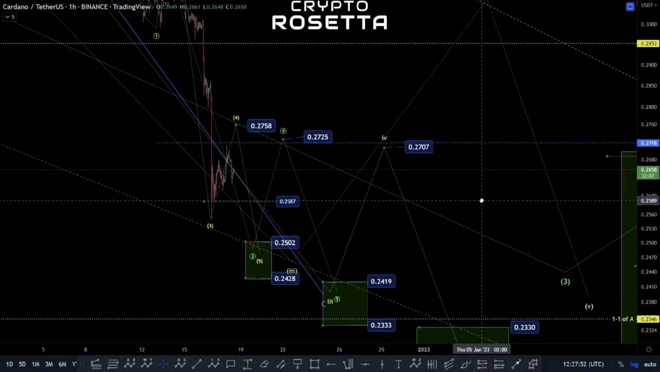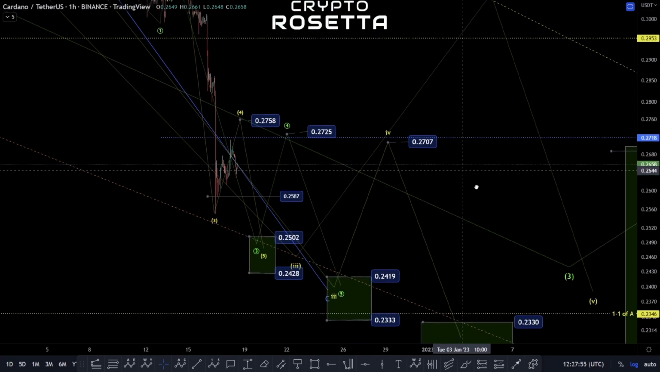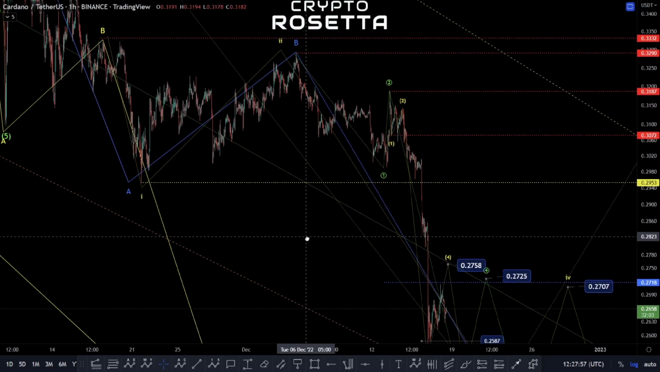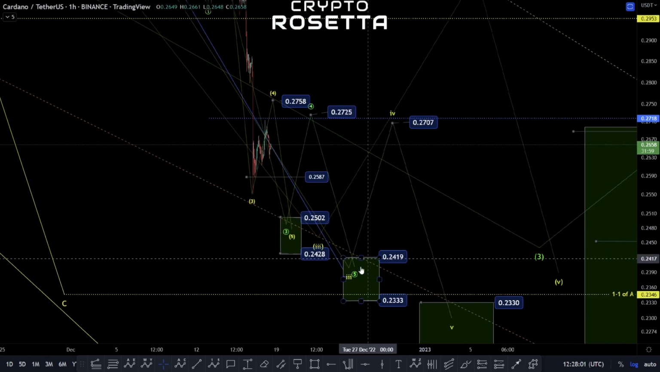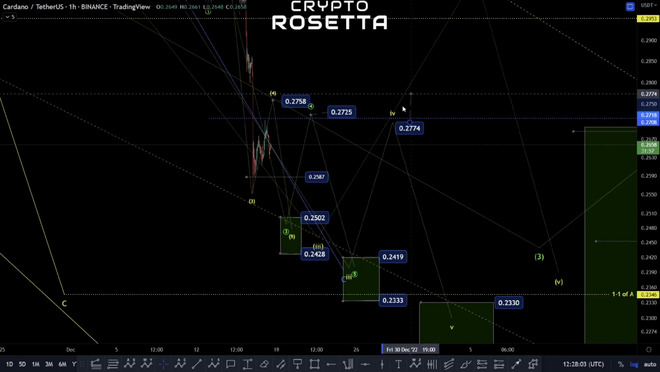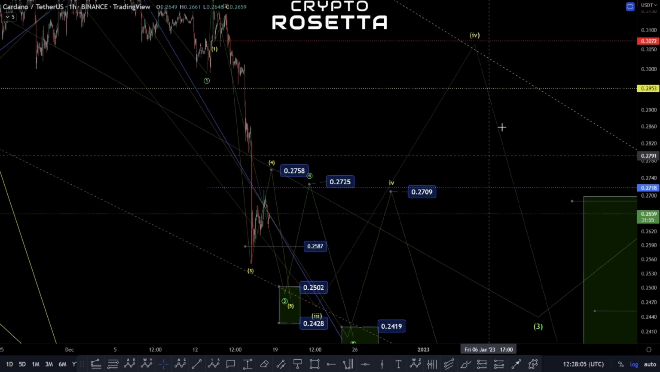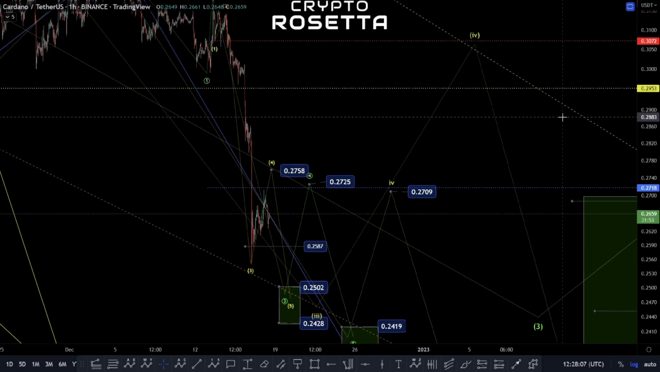So we just need to bear that in mind, that if we do move down to that zone, effectively this fifth wave would now be invalidated. So just keep an eye on that. Those are the moves that I'm currently tracking, and I hope you found this video useful.